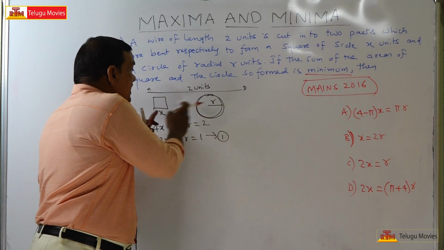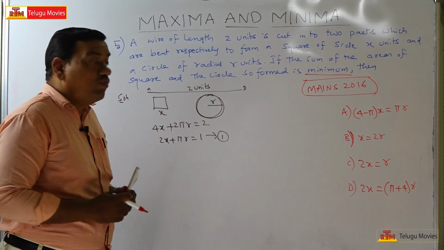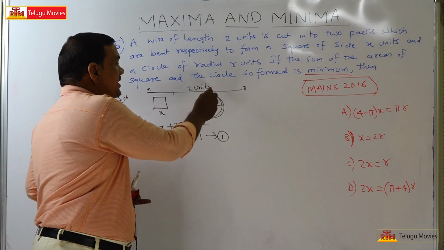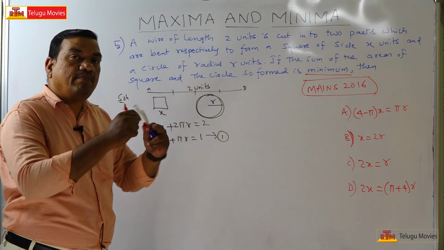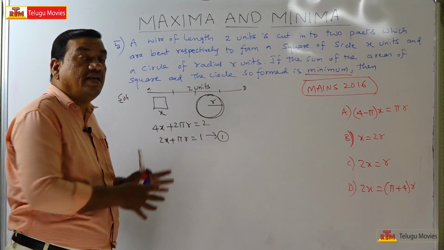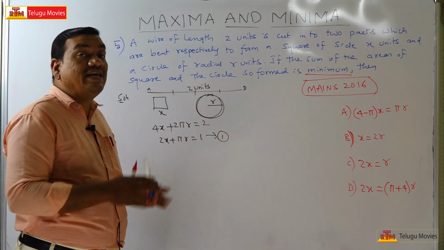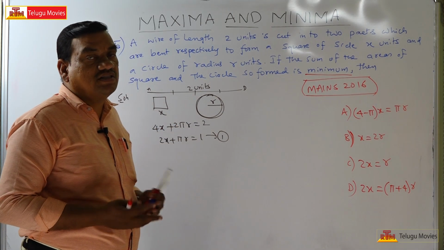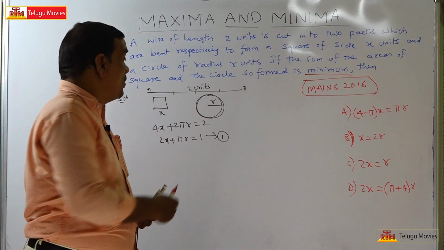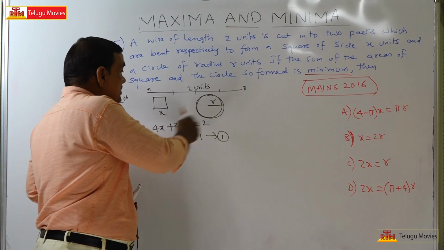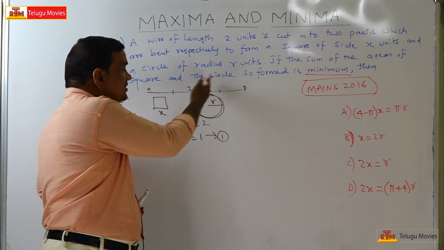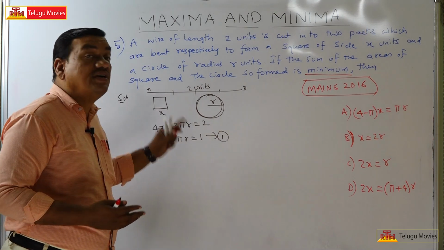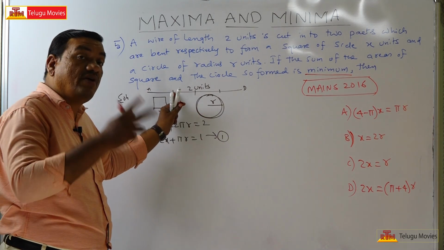Now here x and r both are variables. Why? Because we don't know where the wire is cut. Somebody may cut here, somebody may cut here, somebody may cut here. They bend it into a square and a circle, but their sizes will be different. Therefore their areas will also be different. The only thing common is the sum of the perimeter and circumference is 2 units. But the sum of the areas will be different because the sizes depend upon where you cut the wire.